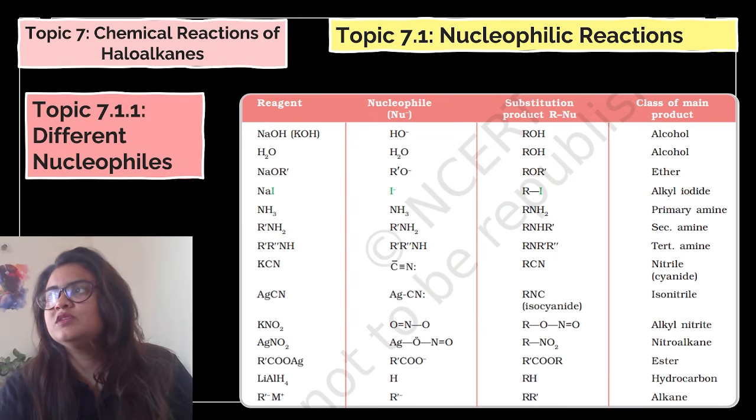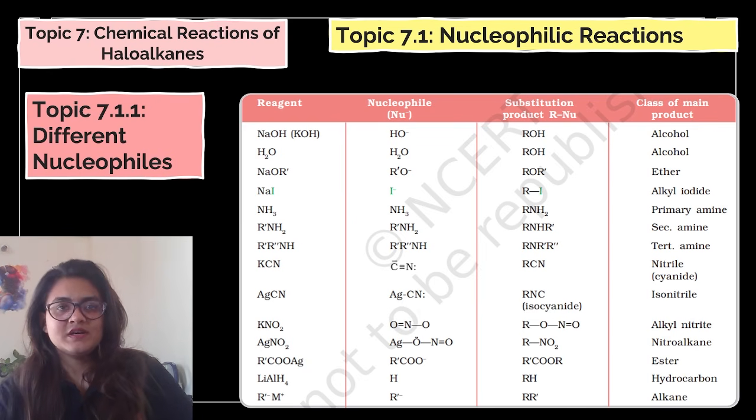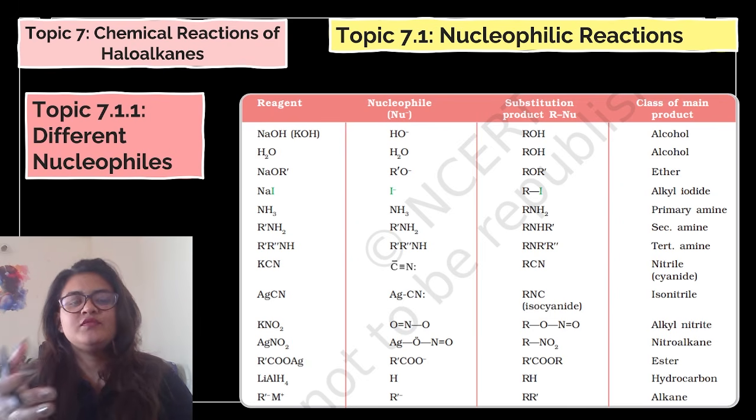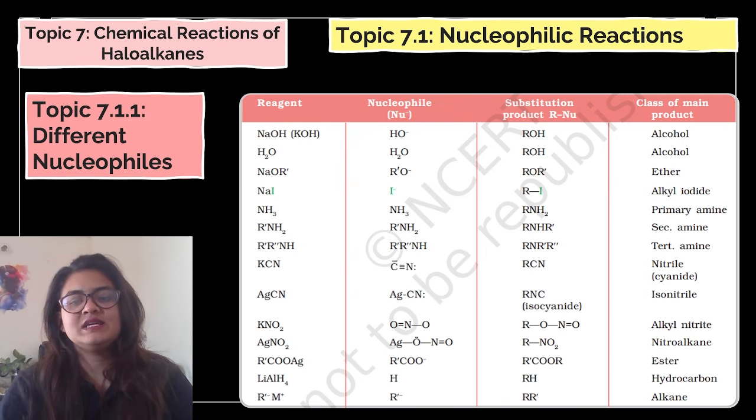I guess you know they love nucleus, meaning they love positive, and they are electron-enriched species. If these are the reagents, here comes the set of reagents, and from those reagents you can see what type of nucleophiles can be generated, and the substituted product also you can see.